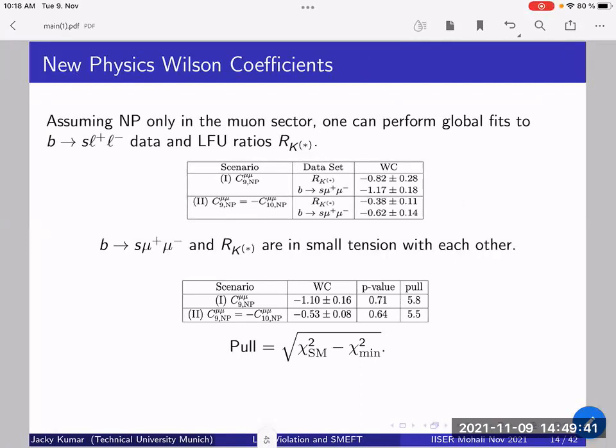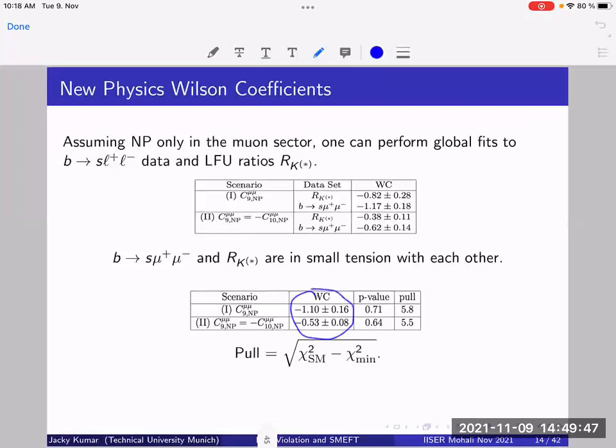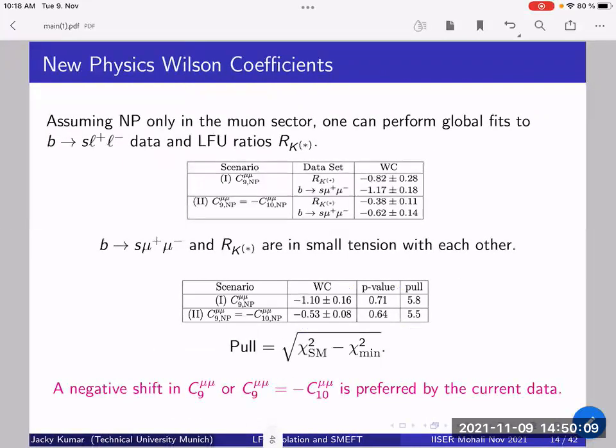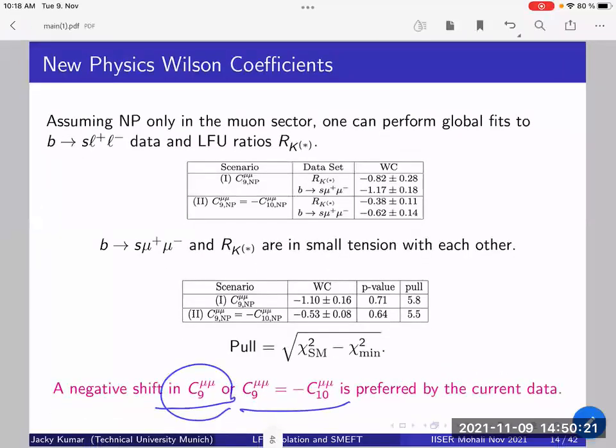Okay, so if you fit to the global data, to the full data, then these are the desired values to fit the data. Here the pull is defined as chi-square of the standard model minus chi-square minimum at the best fit point, and you see the pull is around 5.8 or 5.5. Different groups have got slightly different pulls. So what we learn is that if we have a negative shift in C9, or C9 equal to minus C10, in the muon sector, then you can explain the data. So that's our takeaway from this discussion.